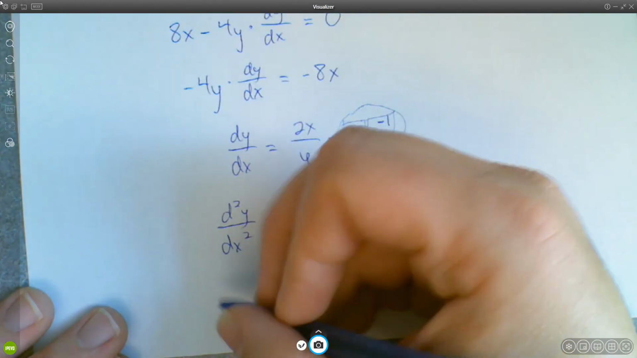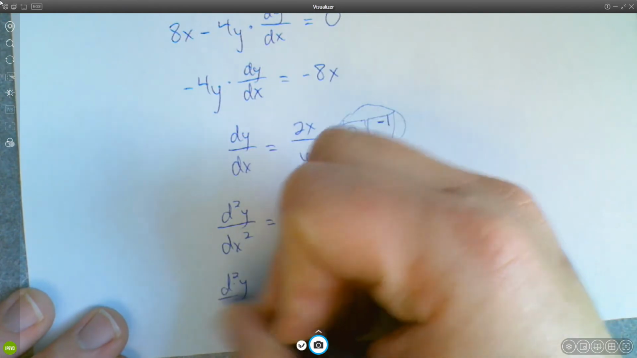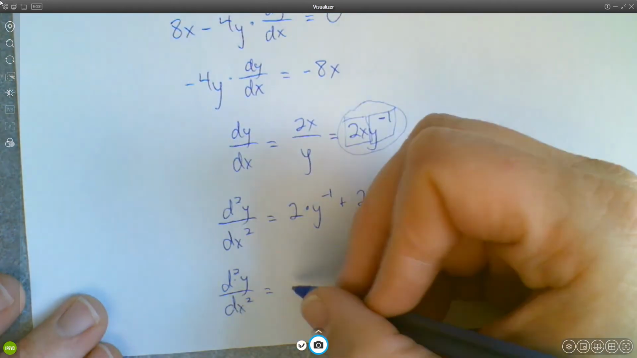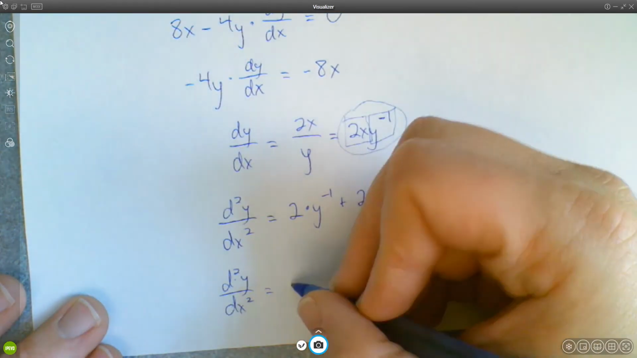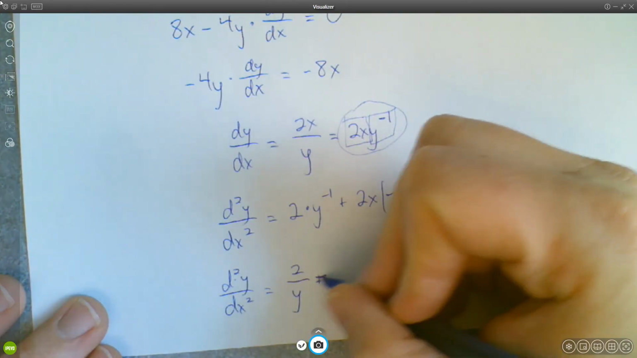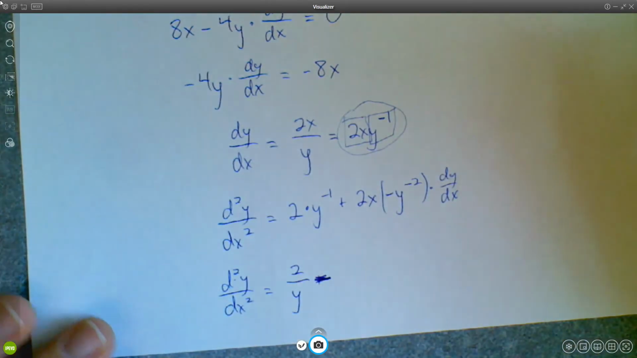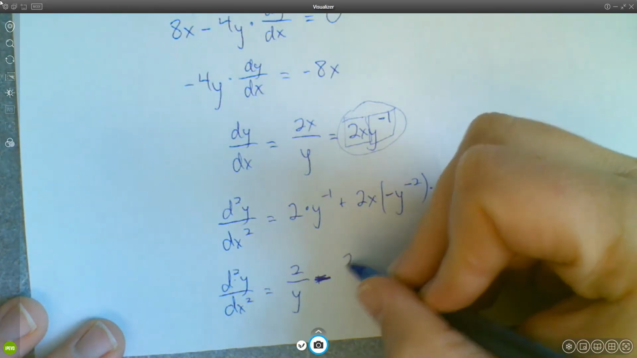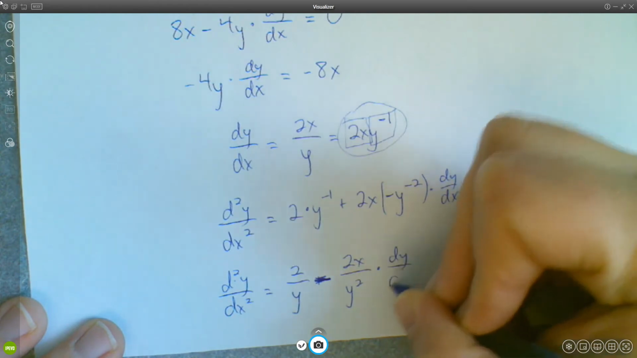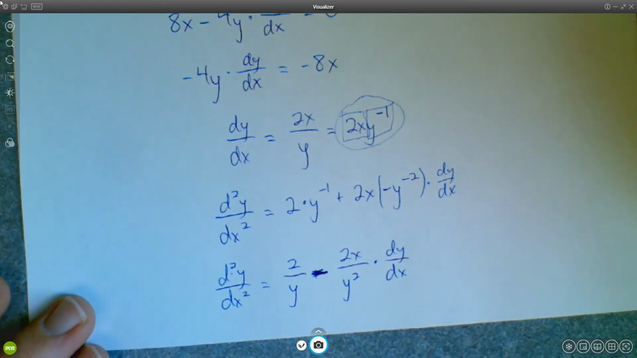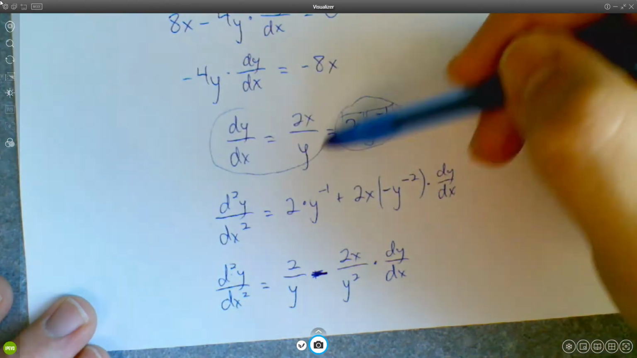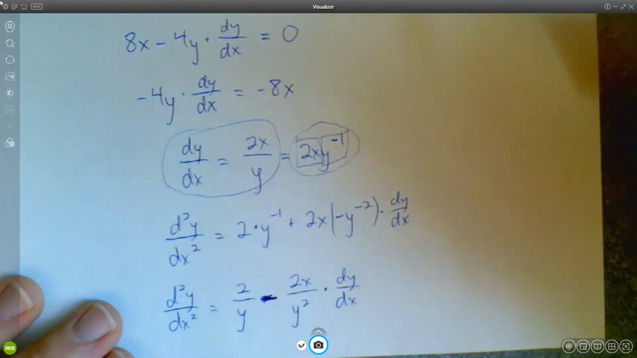Let's see if we can clean this up. d squared y over dx squared is 2 over y, plus, or minus because of that negative sign, 2x over y squared times dy/dx. Now what do we do with this times dy/dx thing? Well, up here we solved for dy/dx. We said dy/dx is 2x over y.